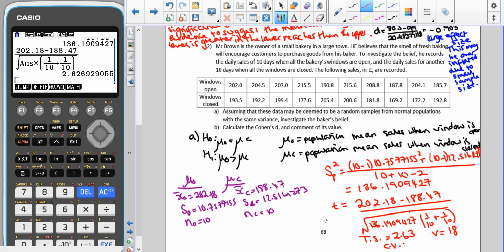When we're looking up our critical value, this is a one-tailed test. It doesn't tell us what significance level to use, so we're going to use a 5% significance level. So then on page 19, we're looking down from 0.95, because it's a one-tailed test, we don't halve it, down to 18, which gives us a critical value of 1.734. So as our test statistic is bigger than the critical value, we reject H0 at a 5% significance level.